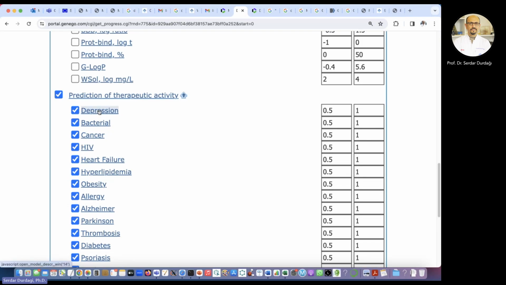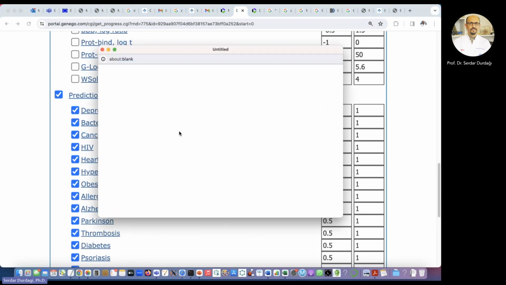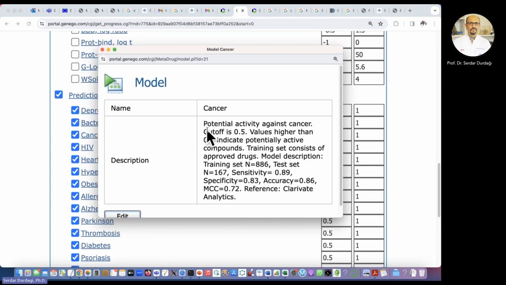We can go and check each of them, such as cancer. This is the potential activity against cancer. Cutoff is 0.5. Values higher than 0.5 indicate potential active compounds. Training set consists of approved drugs. Model description: training set is 886, test set is 167. Sensitivity is 0.89, specificity is 0.83, accuracy is 0.86, and Matthews correlation coefficient is 0.72. So very good, actually.